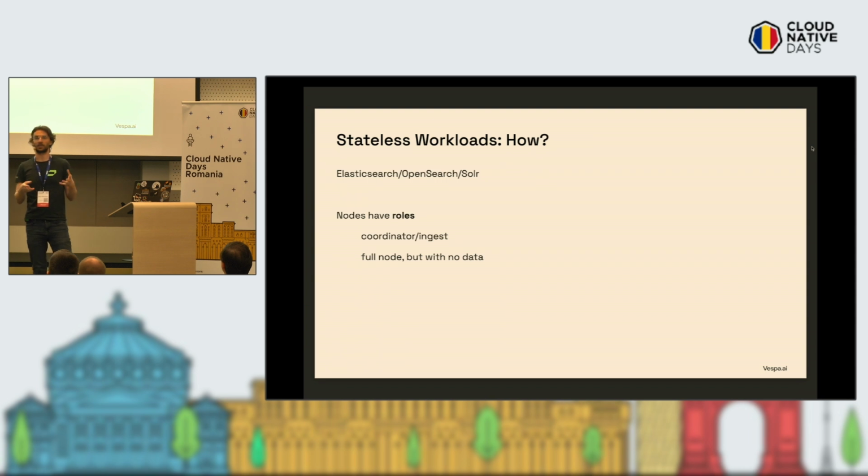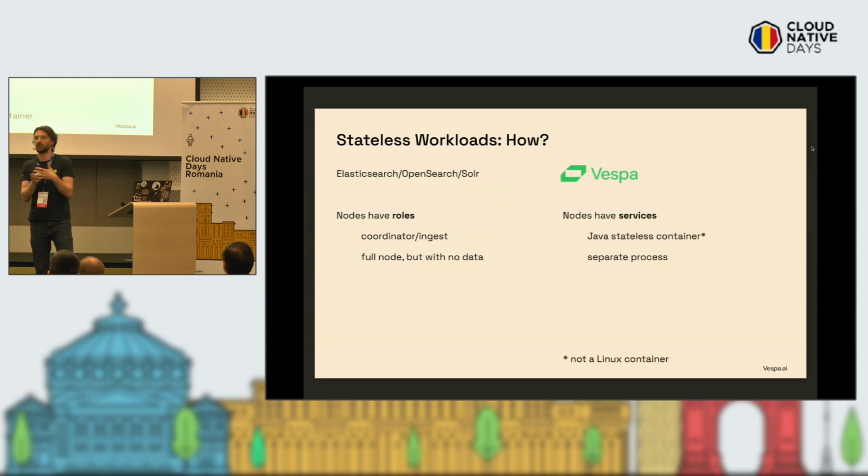So Elasticsearch does this with node roles. If you use Elasticsearch, you maybe know, like you can have data nodes, and then you can have, let's say, coordinator nodes that don't hold data, but they're like all the nodes. They're just configured to do specific tasks. Vespa has a different approach in the sense that we have services, which are separate processes. For this, we call this the confusingly named Java stateless container, which is not a Linux container. But it's a Java process, and it's separate from other services that do other things, which can be native processes. For example, the content node, which actually holds the data, that is a native process.